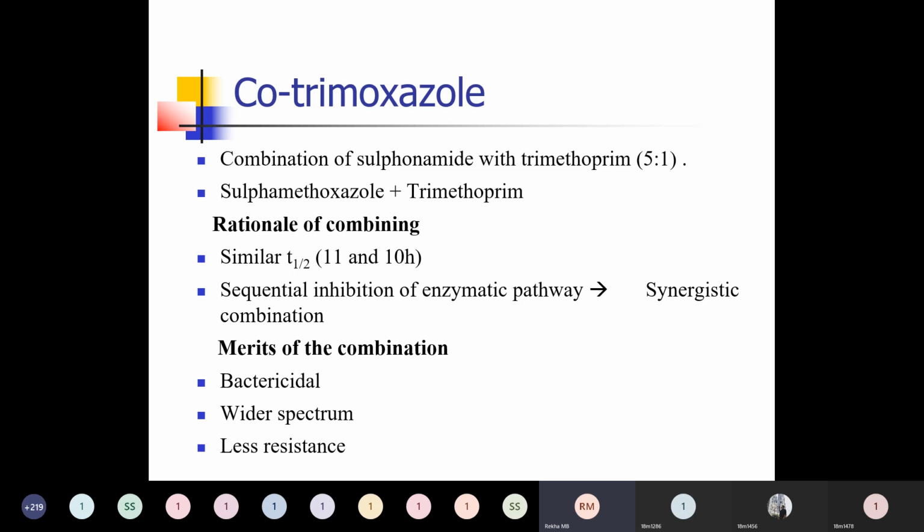There are a lot of advantages of this combination. The first one being bactericidal. Individually, these drugs are bacteriostatic, but when they are combined together, they become bactericidal. Next, coming to the spectrum of activity. Individually, they are narrow spectrum, whereas the combination has a broader spectrum of activity. The third being, individual drugs are more prone to resistance, whereas when the combination is given, the chance of development of resistance is less.